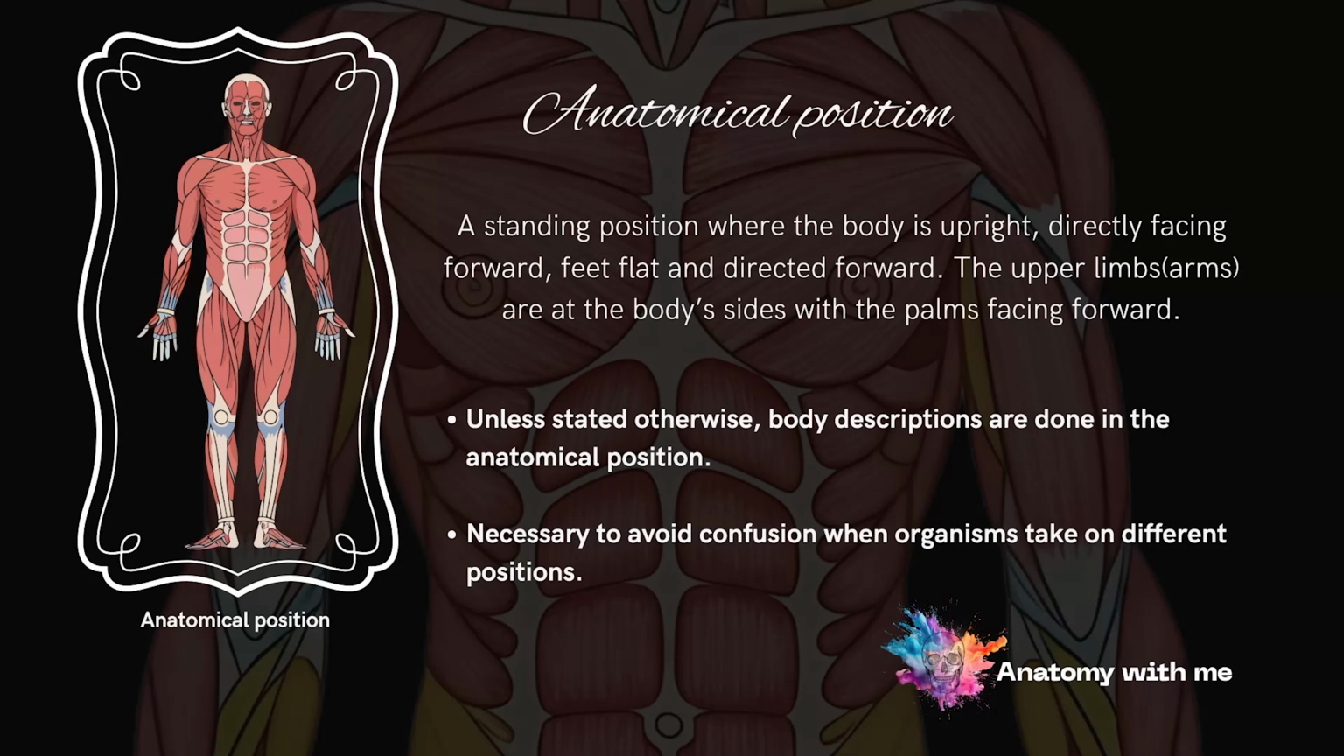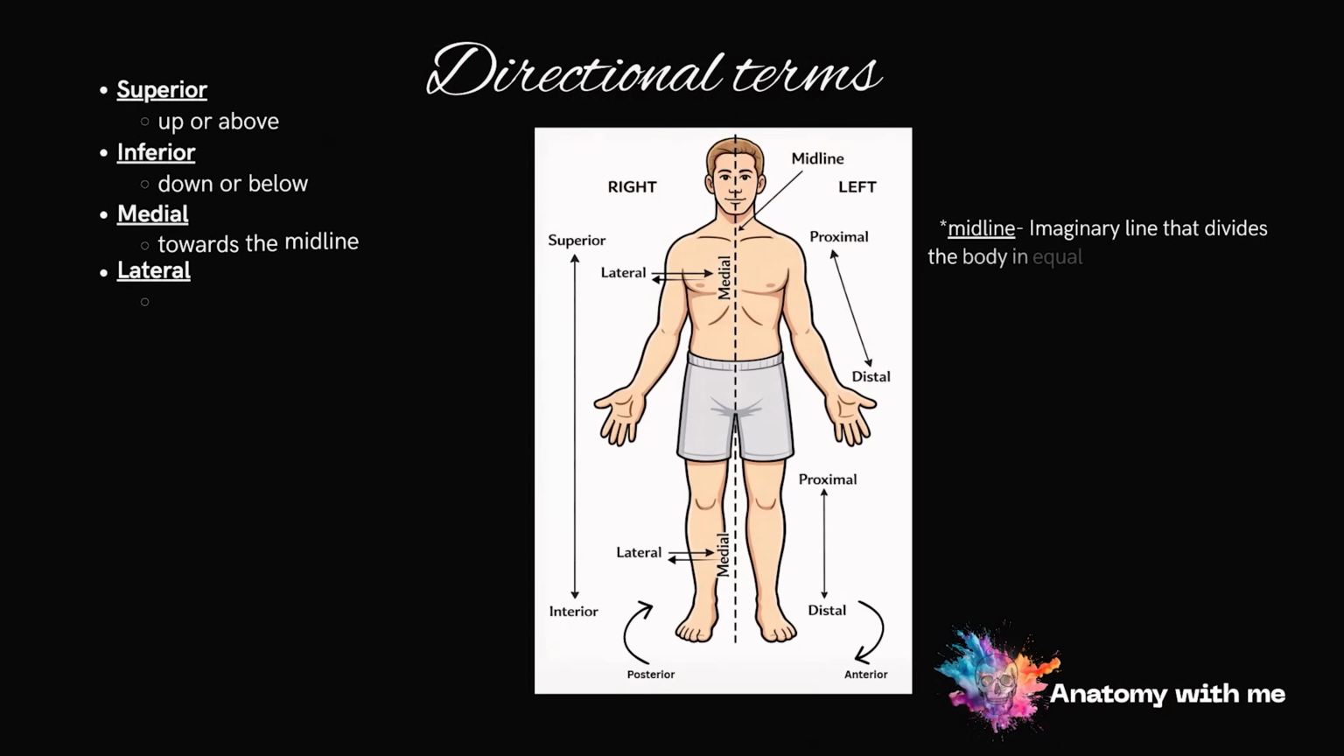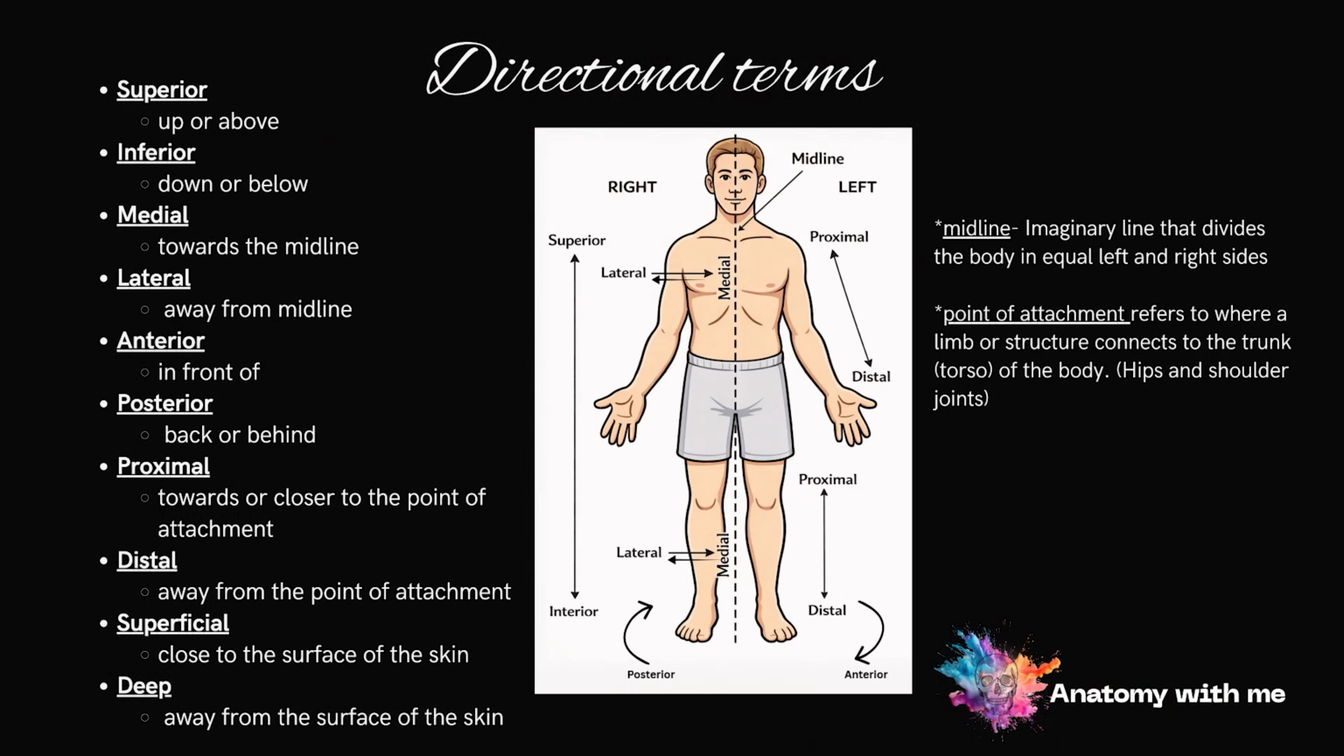It is necessary to avoid confusion when organisms take on a different position. So for example, if the patient is lying down prone, supine, in the fetal position, or doing a handstand, it doesn't matter what they're doing. We're always going to refer to it in the anatomical position. Now with that, there are certain terms that we use, again, to not be confused when describing different organs, body parts, or structures. The terms that we're going to go over now are your directional terms. These are going to be super important when getting started, again, to avoid confusion.